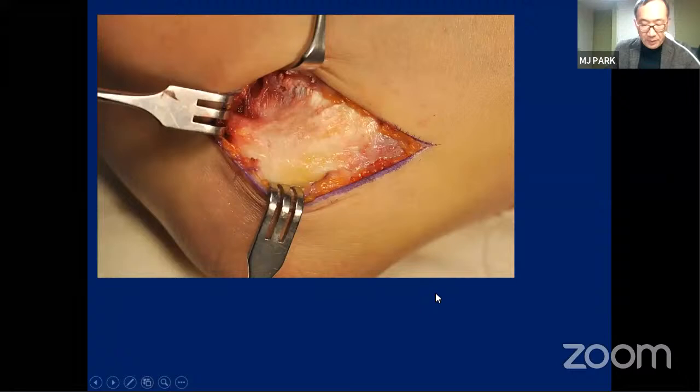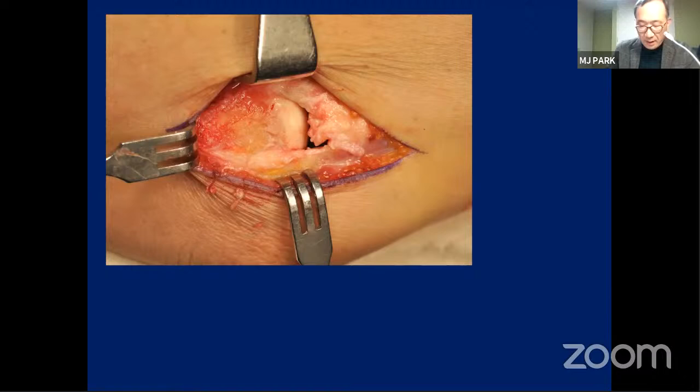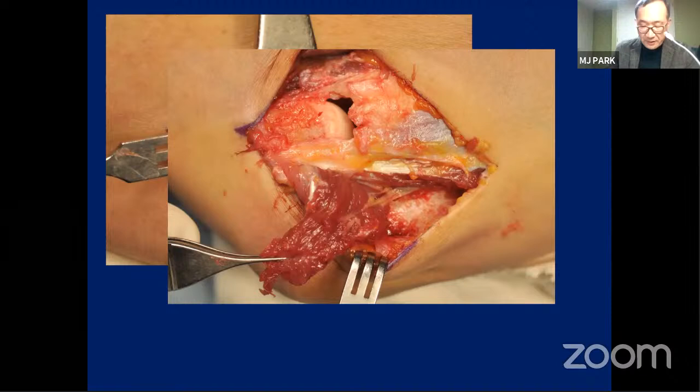This is a reoperation case due to failure of pain relief. We need to remove the pathologic tissue more radically. And after excision, we usually can close the defect, but if a large defect remains, I recommend using an amniotic transfer to cover the defect.